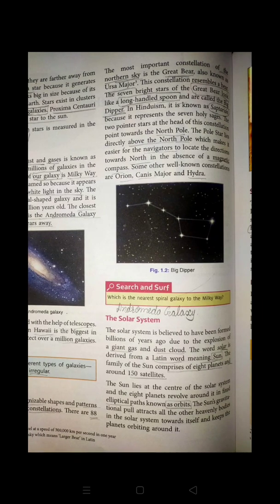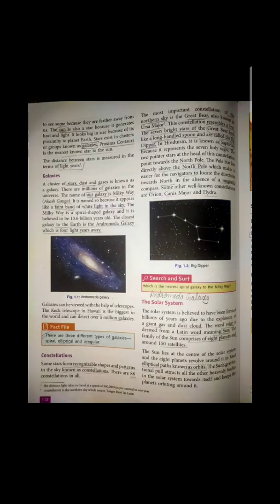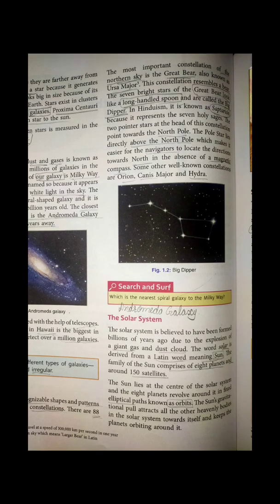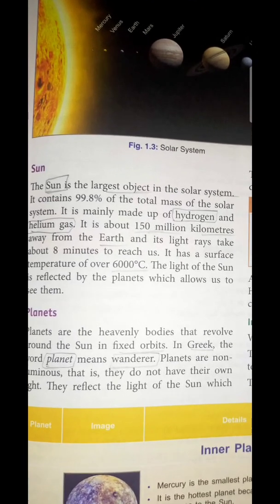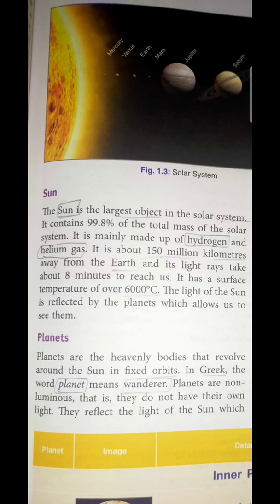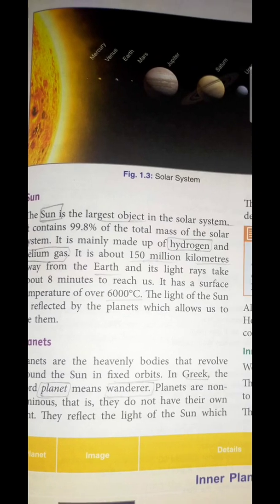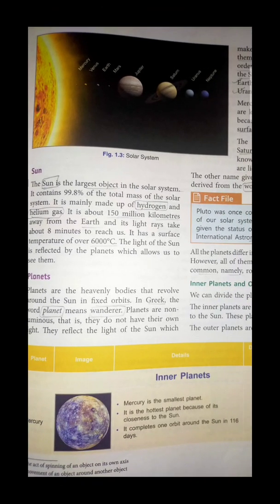In sum, there are 8 planets in the solar system. The sun lies in the center of the solar system, and the 8 planets revolve around it in a fixed elliptical path, which is known as the orbit. Okay, so starting with the solar system, as we came to know, there is a sun and there are different planets. Now we are going to discuss all of them in complete detail. The sun is the largest object. Here is a picture of the solar system given in your book.